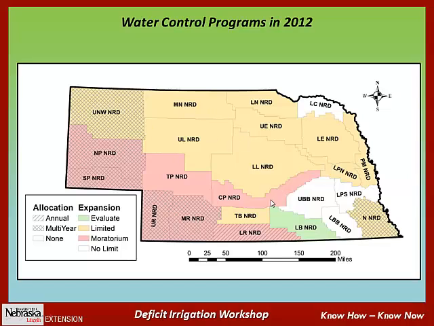There's some other NRDs like the Lower Blue NRD that are considering whether they want to look at some kind of program or not. So, we're looking at these regulations, we're looking at these allocations, and I'll just ask the question, which way do you think these allocations are moving?